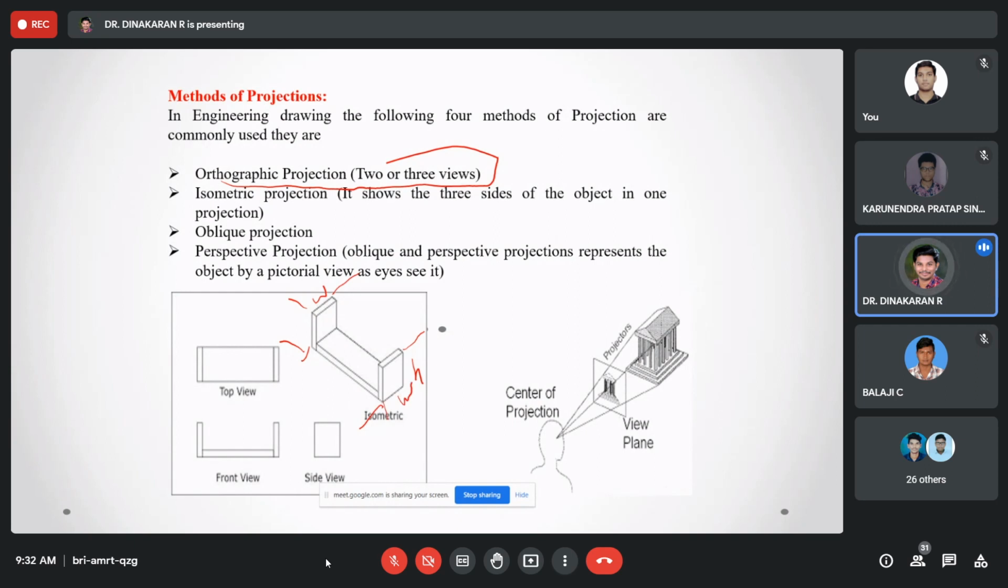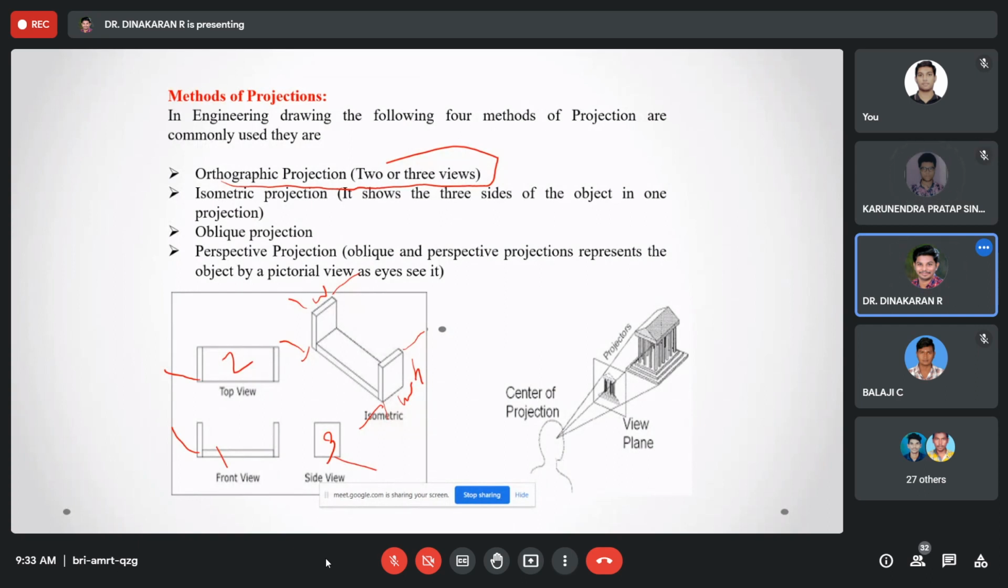So now we are going to see the isometric projection. It shows the three views in one image projection. Three views in one projection. You see these three views, one, two, three. Is this orthographic or isometric? I put in numbers now. The front view, side view, and top view are there. Is that orthographic or isometric?